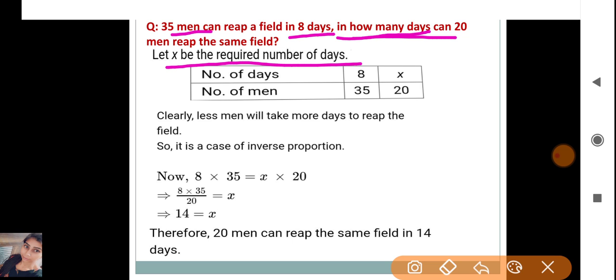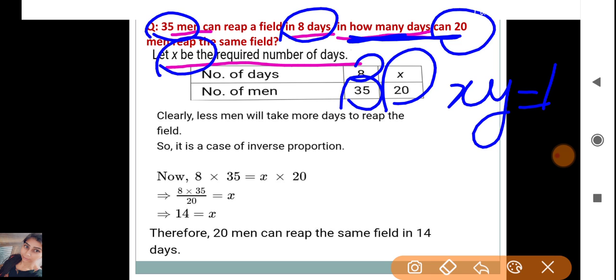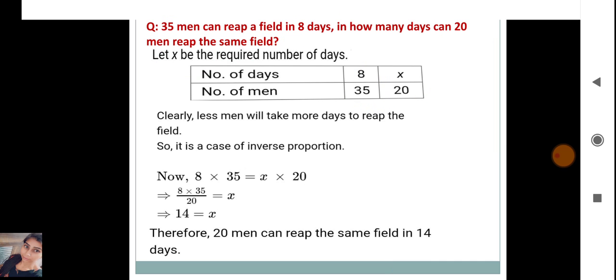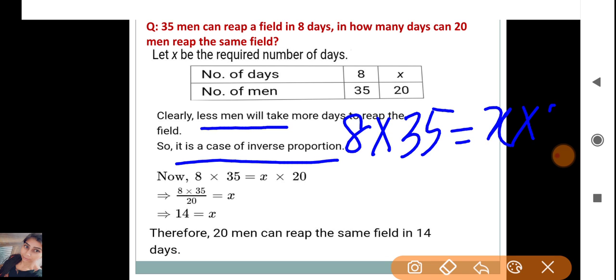So the two quantities here are number of days and number of men. In the first case, 35 men are there and days are 8, so 8 days and 35 men. For the second one, we have taken the days as x and the men are 20, so x and 20. Now as I have told you, x multiplied by y is equal to k. This is the rule we are going to apply here, because they are inversely proportional to each other. As we know, fewer men will take more days to reap the field. So this is the case of inverse proportion. So this implies that 8 multiplied by 35 will be equal to x multiplied by 20, as you can see here in this slide.